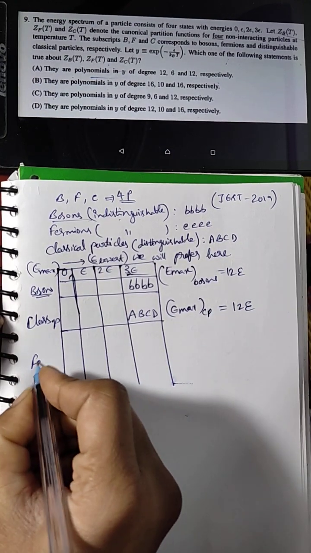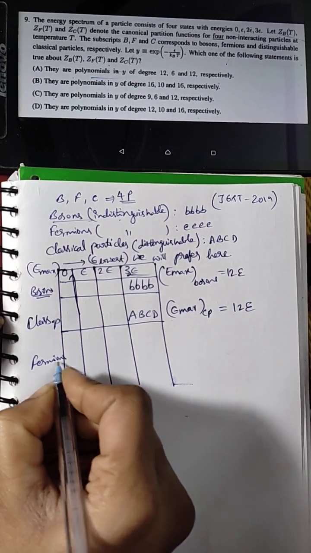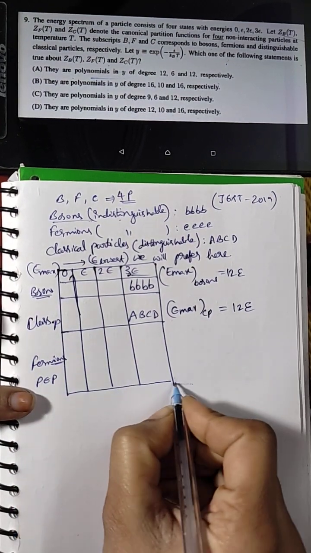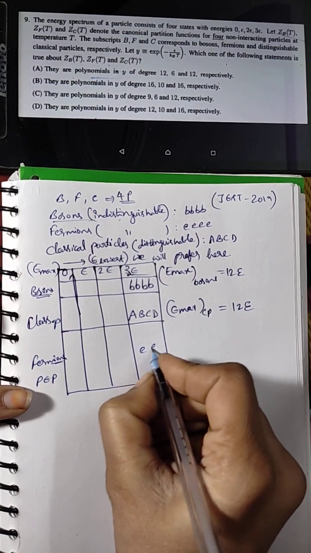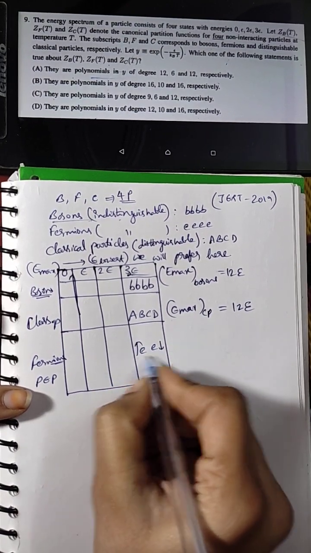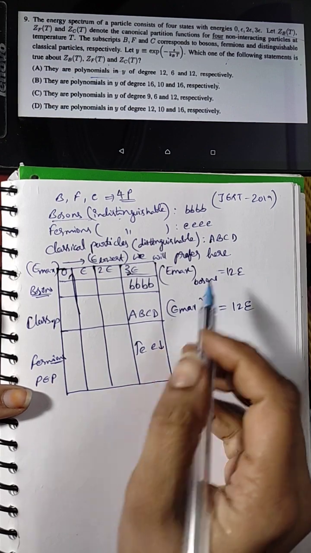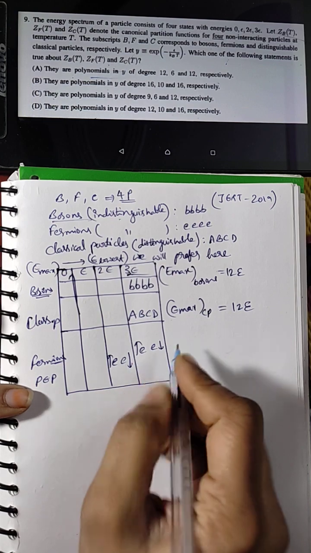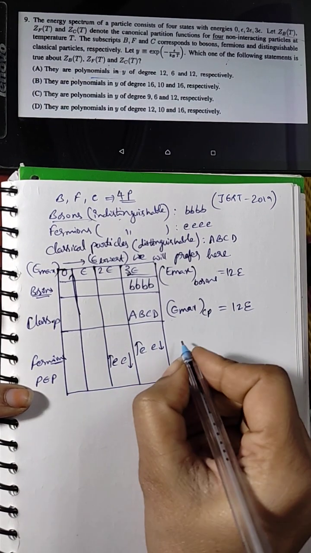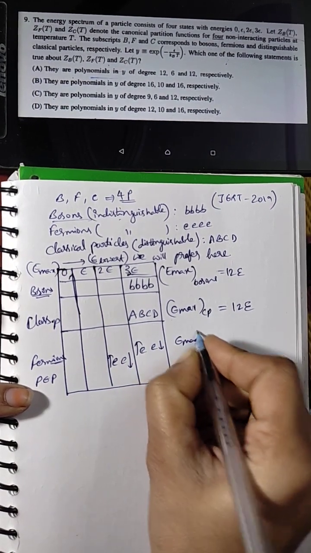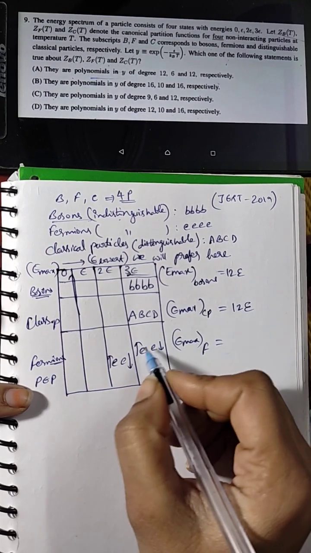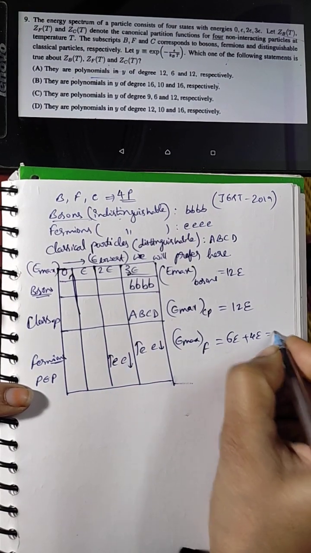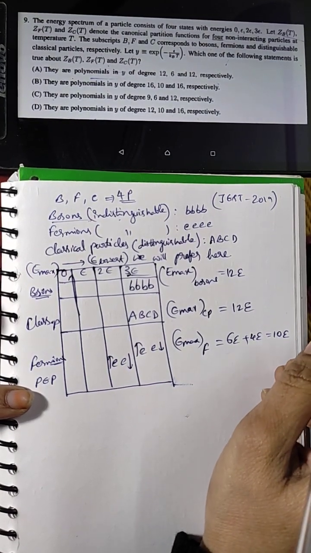Then fermions follow the Pauli exclusion principle. That means each state can have only 2 particles with opposite spins. So let's take this as up, down. So 2 at maximum, then the remaining 2 are left, so they go to the next lesser energy. So 2 times 3 is 6E plus 2 times 2 is 4E, so the maximum energy of fermions is 10E.